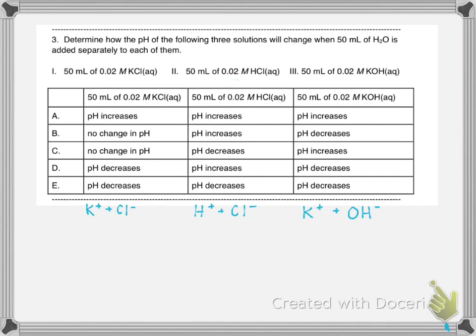Okay, if we think about classifying the ions here for KCl, those are both spectators, and so we're going to start with our pH being equal to 7. And so if we add water, which is neutral, to something that's neutral, it's just going to stay neutral.